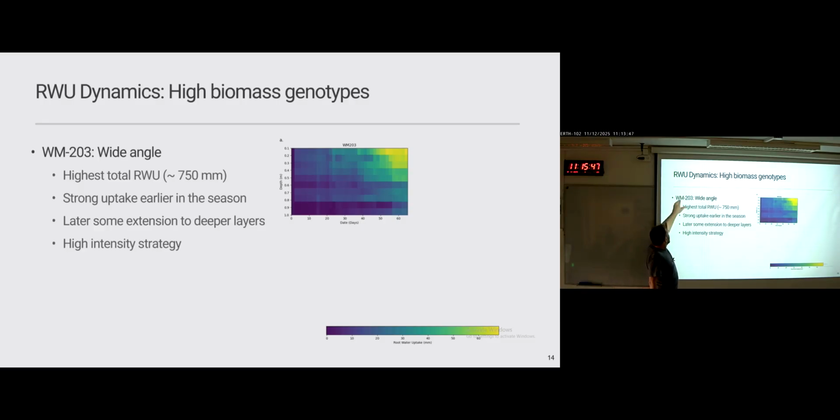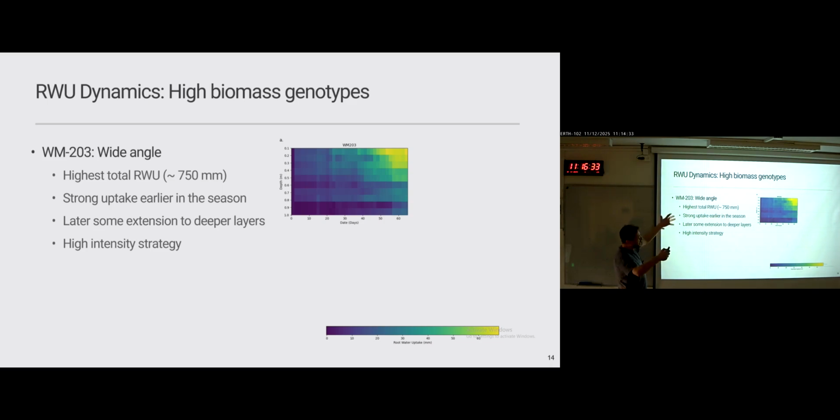This is for the WM203. This is the high biomass genotype with wide angle of the roots. So the roots spread horizontally quite a lot. And this genotype produces the highest total root water uptake, summing up to 750 millimeter. You can, of course, see that early in the season, the total uptake is low, and with time the cumulative root water uptake increases. You can see that most of the uptake is concentrated at the upper layer, and the more we go down, we have less uptake as expected.